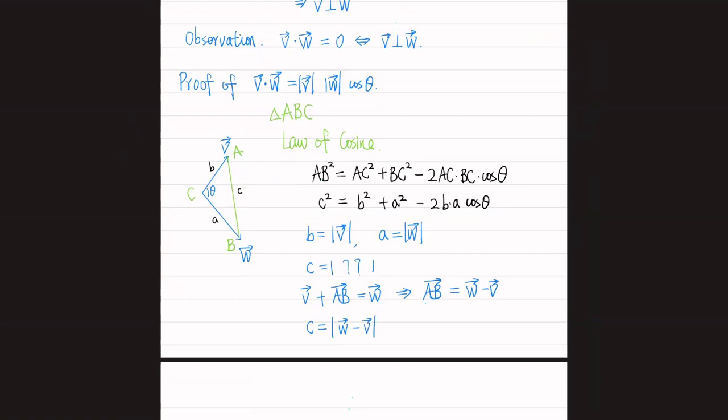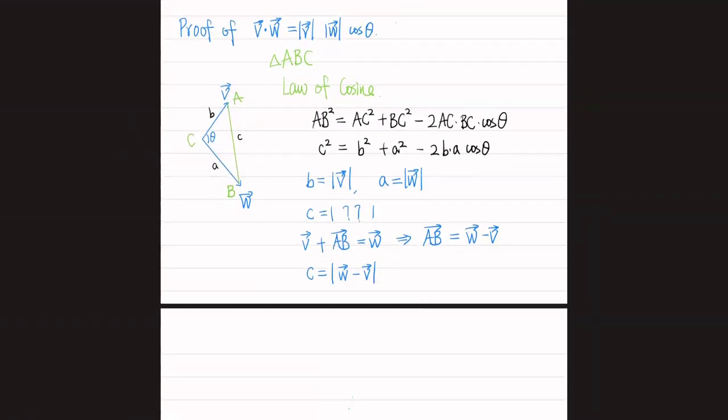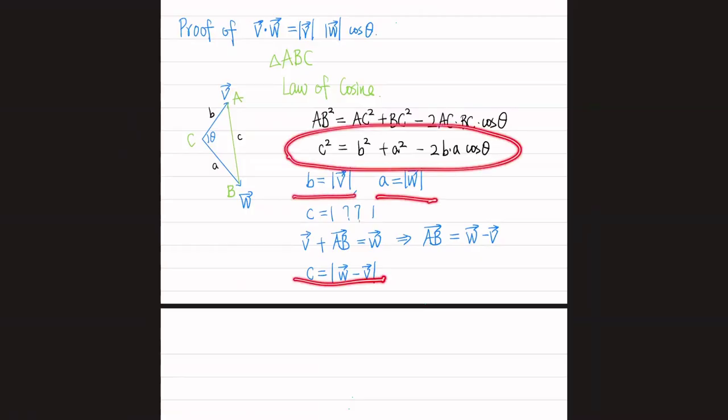Okay, it's not a sum, but it's close. It's the difference. Because if we start with v, we add this, we get a w. So w minus v is this side. Okay, now we are going to put everything back to the equation.